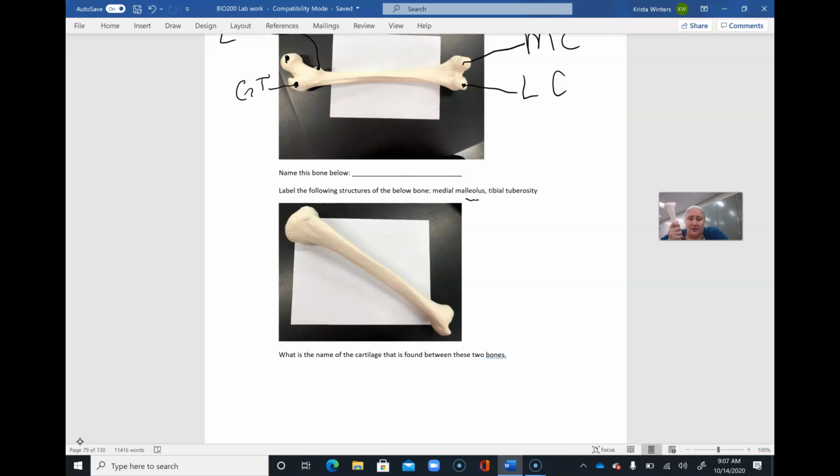So the parts that you need to know on the tibia are the tibial tuberosity. Up here's the head, just so you know. That's where the femur articulates. You need to know the tibial tuberosity. So right here, and you can see it on here. You see that bump right there? That bump is the tibial tuberosity, okay? Tibial tuberosity. You see the spelling right there.